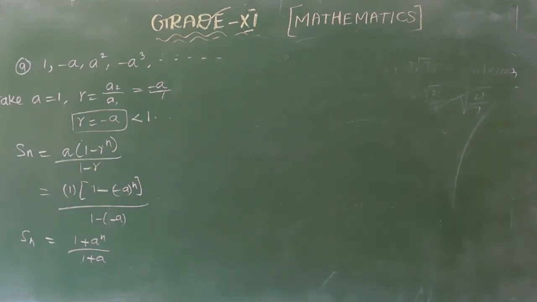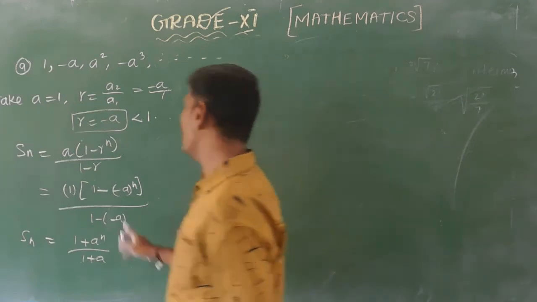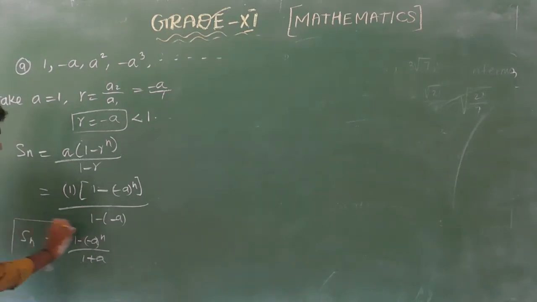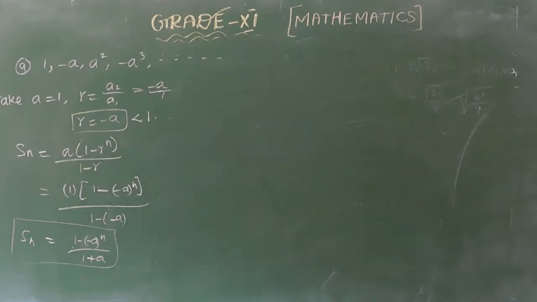Yes, students. And one more thing, 1 plus a is not from here. You should take minus only. So Sn equal to 1 minus of a, the whole power n, the whole divided by 1 plus a. Have you got it, children?